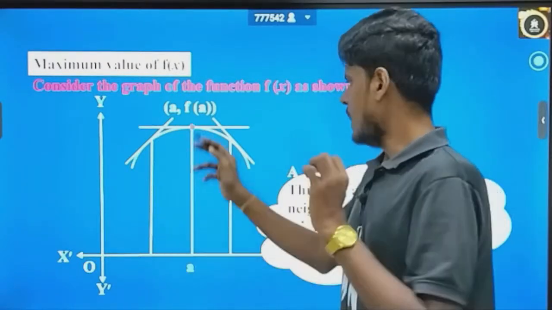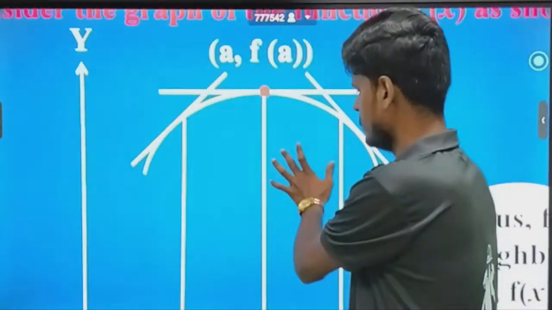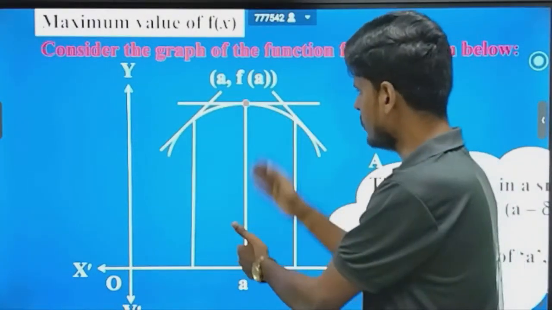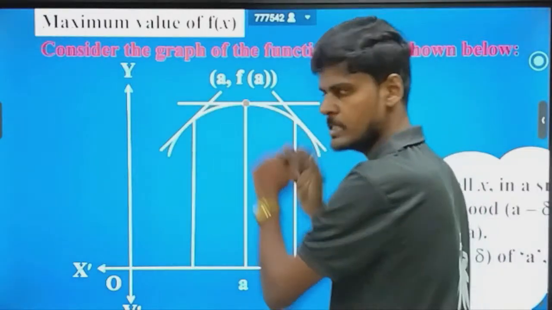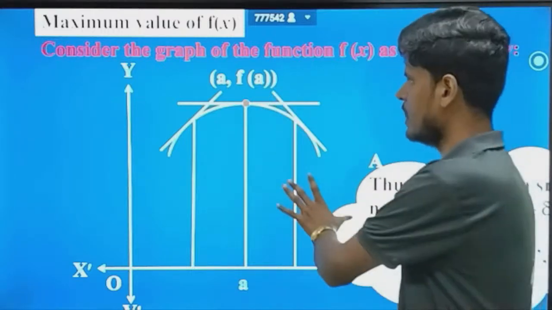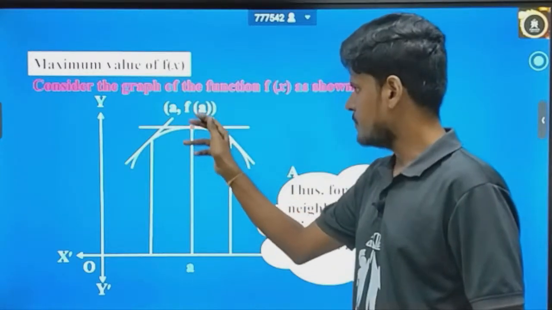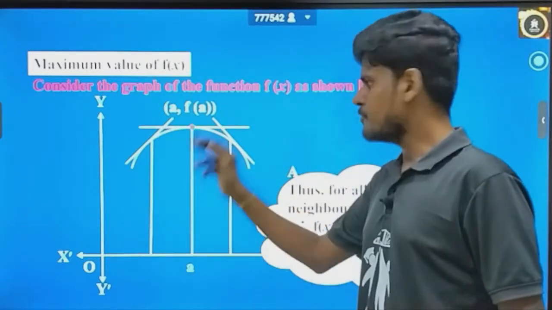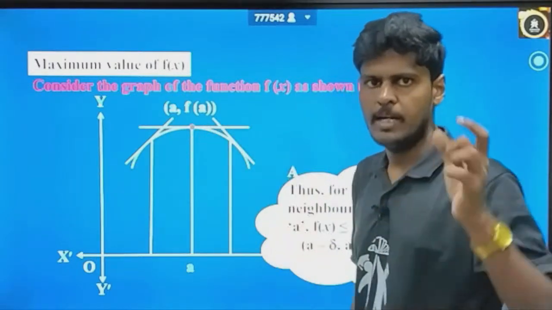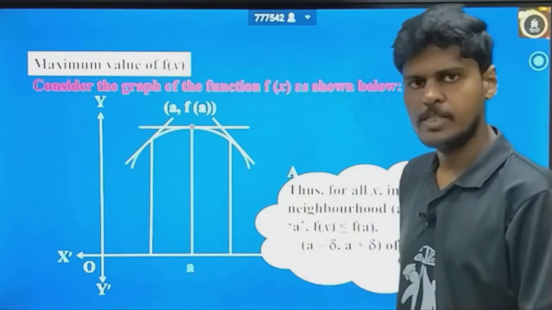This will be the maximum point in its neighborhood. A is the maximum point in the neighborhood of a, so f of a gets the maximum value in its neighborhood. Then we will call this a maximum point, or point of maximum. So maximum value of f of x implies f of a will be greater than f of a minus delta and f of a plus delta, where delta is a small increment or decrement, a small change.